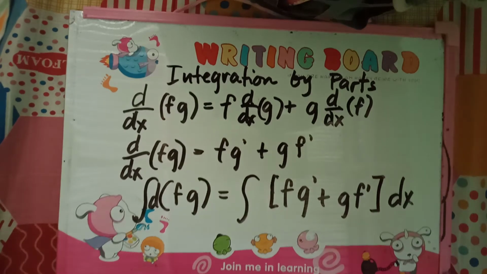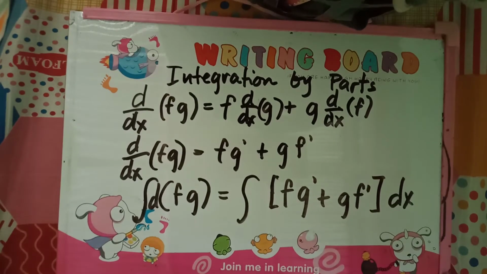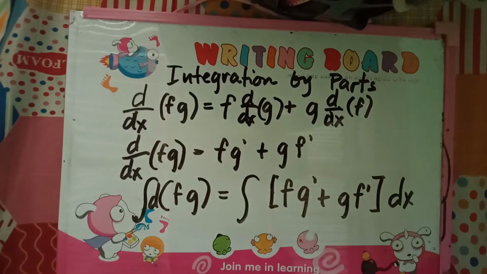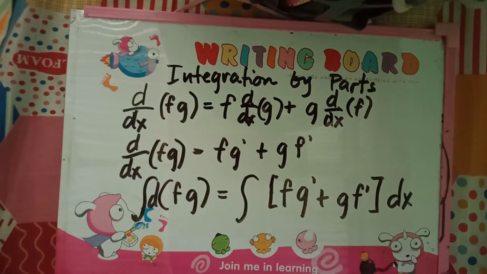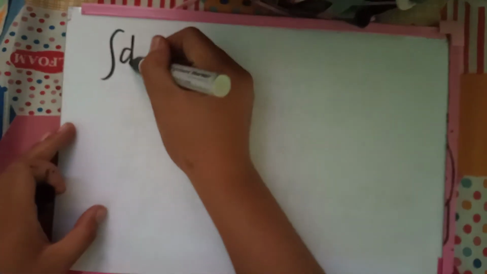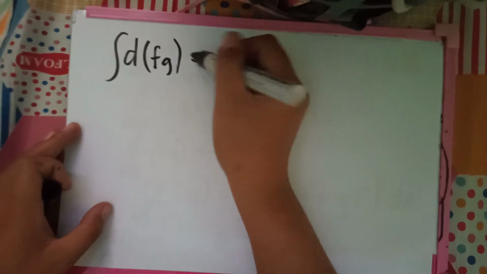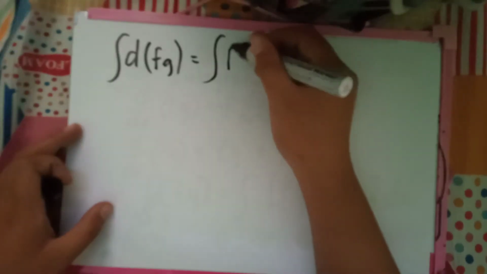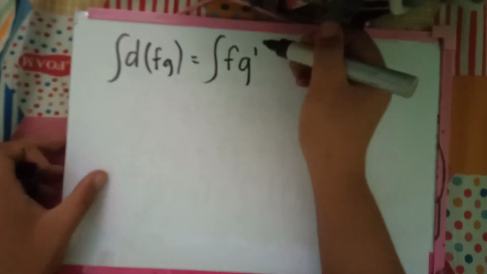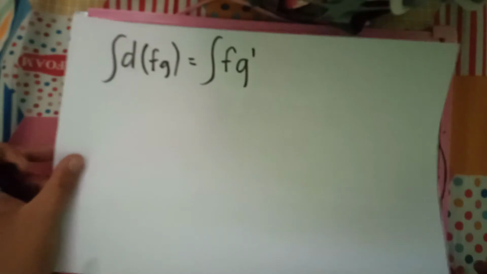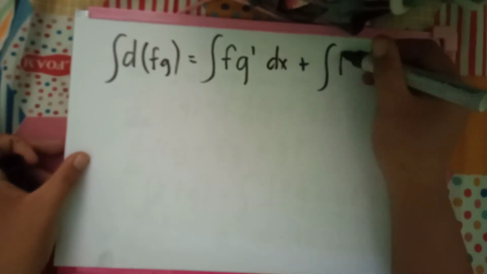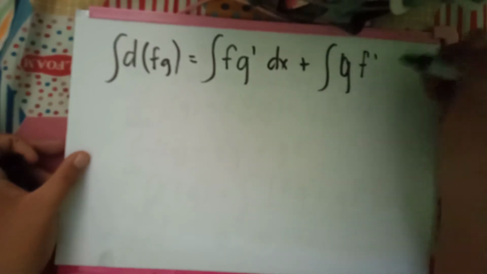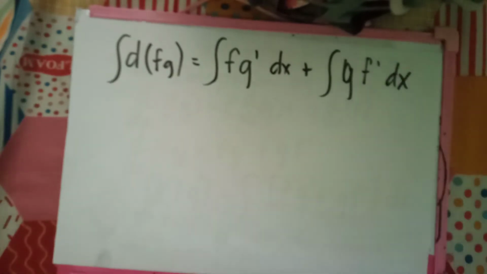Okay, parahin natin yung taas. Or gamit na lang ako ng coupon. Ayan, so tuloy natin dito. We are going to separate this. Tama? So magkakaroon tayo ng integral of d of f and g is equal to the integral of f derivative of g dx plus the integral of g derivative of f dx. Tama, magkakaroon tayo ng ganyan.